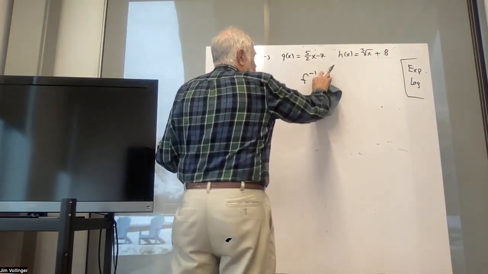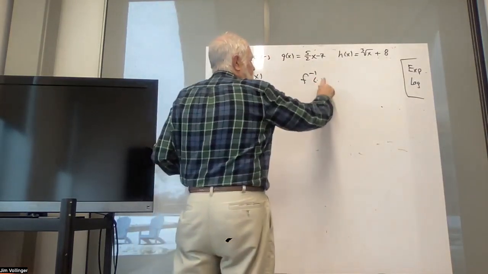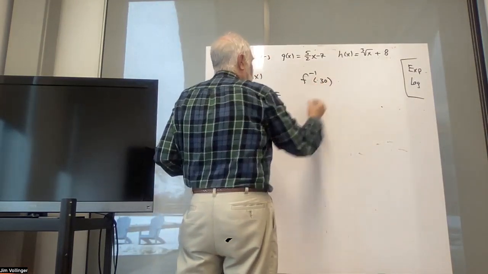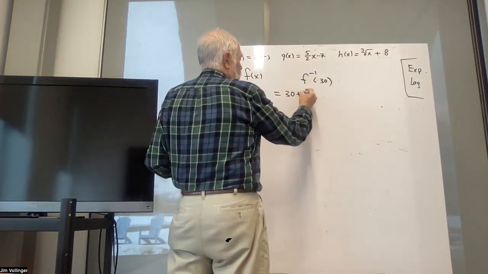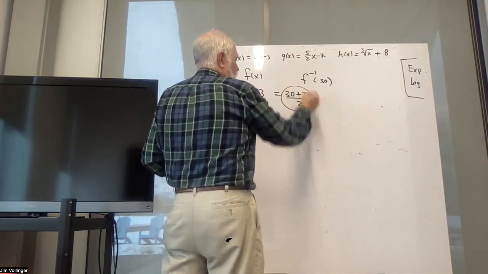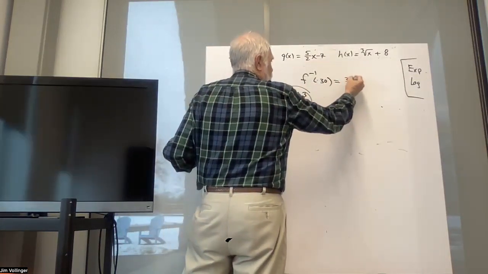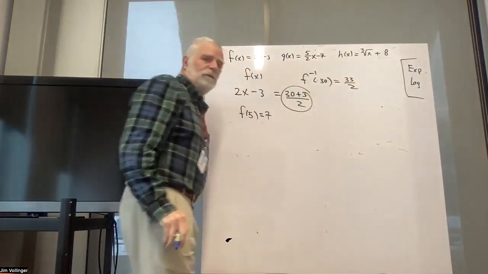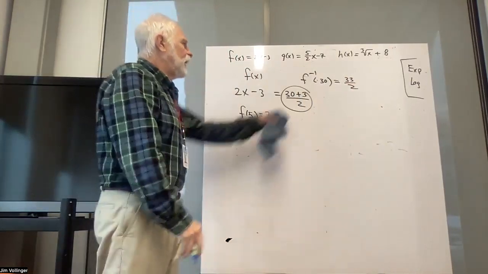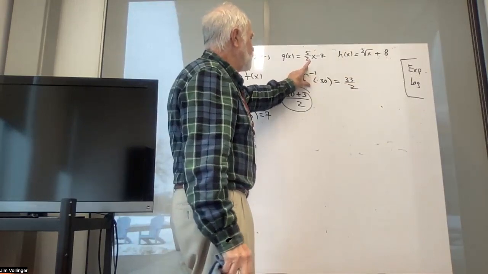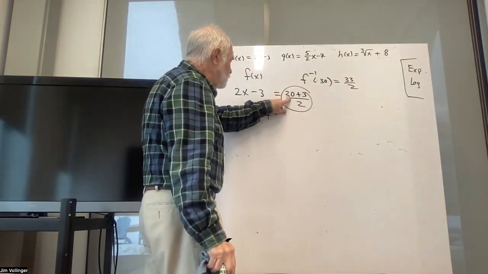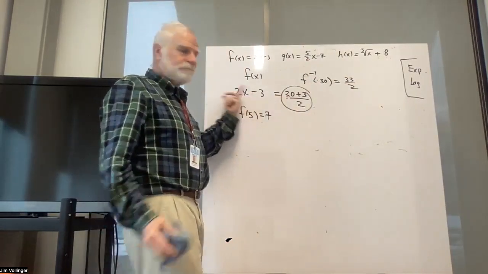So if I wanted to find the inverse of, let's say, 30, all I'd have to do is put 30 here and solve. So I'd add 3 and divide by 2. And then I know that my answer is 33 over 2. And I'm showing you that for your SATs because they often ask a question like that. So the input of an inverse is the output of the original function.